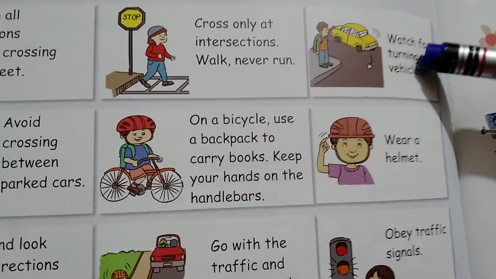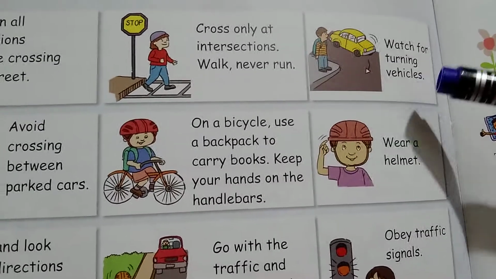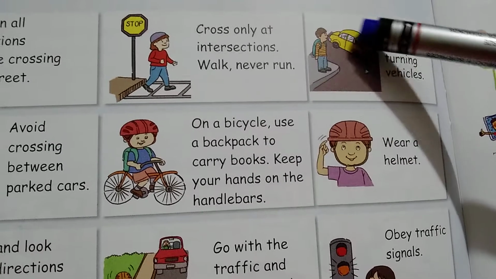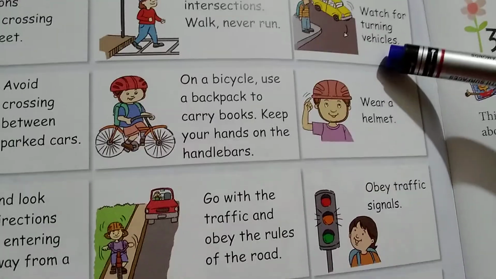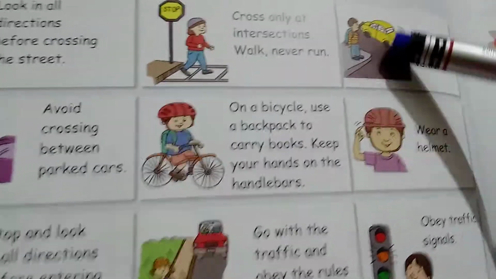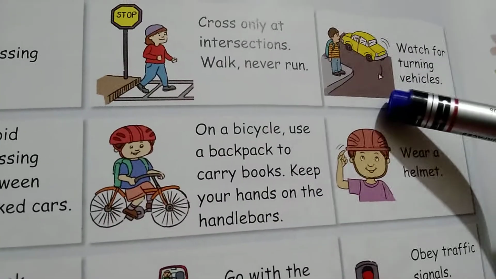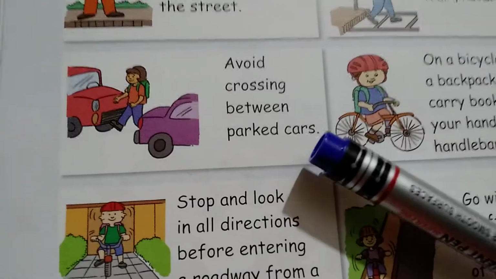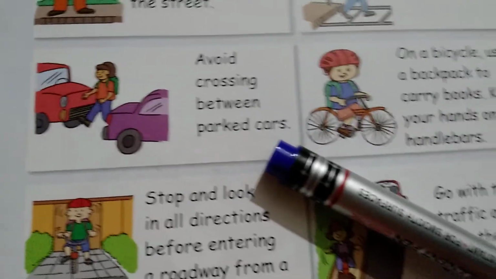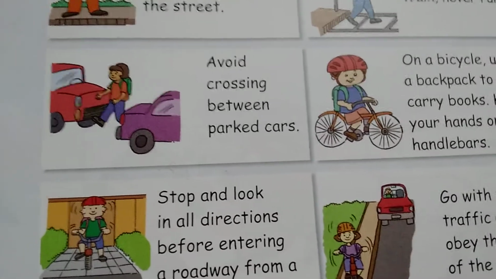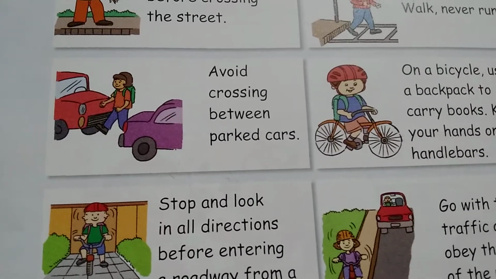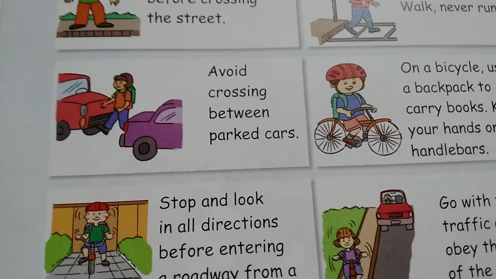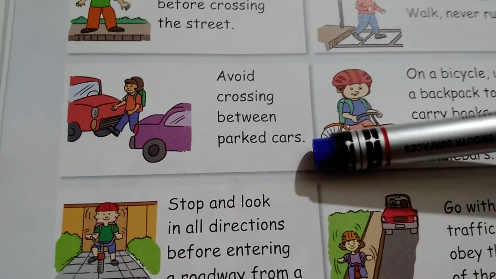And watch for turning vehicles. Whenever the vehicles turn, then you watch, then cross the road. Watch carefully, both your sides, left and right, and then cross carefully. Next, avoid crossing between parked cars. Whenever you cross the road, you should look at both your sides and don't cross between parked cars. Okay.